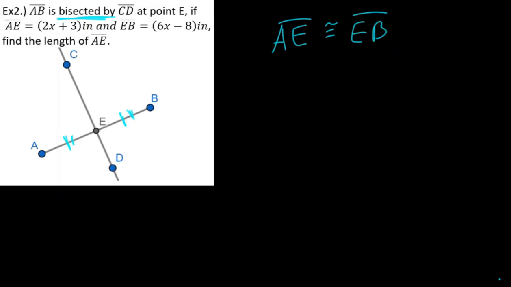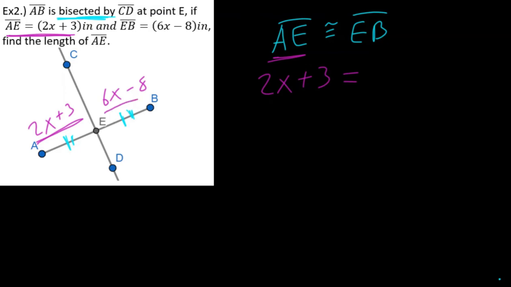Okay, so we know AE is 2x plus 3, so I can write 2x plus 3. And we know that EB is going to be 6x minus 8. And wait a second, what do we know about these two things? We know that they are congruent, and so we can just take this AE and plug it in right here. So we'll say 2x plus 3. And remember, when using algebra, we don't use congruent, we use the equal symbol. And EB is going to be 6x minus 8.